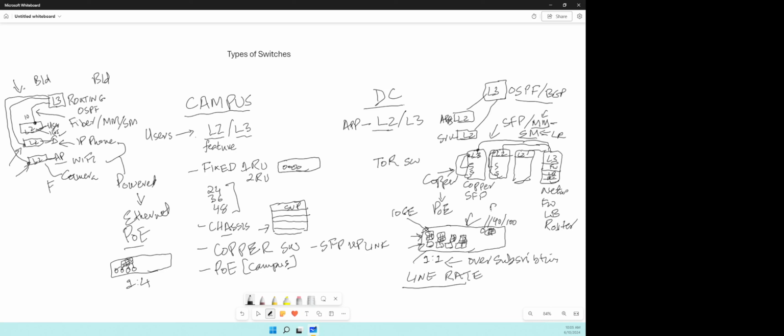So these are called line rate switches, and you don't need line rate switches on campus because the bandwidth, the traffic is not coming into the users, it's usually going out of the user. On the data center side, the traffic is coming into the servers and applications, so you have to consider line rates, oversubscription ratios, and all that good stuff.